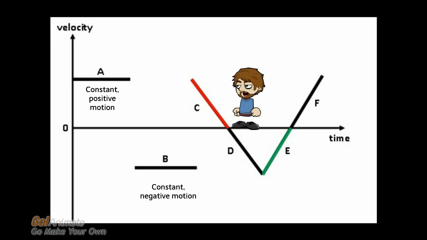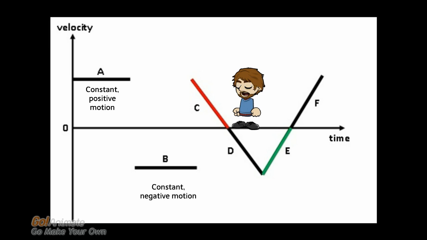Moving on to the next section, what do you think is happening here? Section C, shown in red, is an object that is moving forward. This is because the velocity values are positive. Remember, the shape of this graph does not tell you the direction. In this section, because the graph has a slope, we know the object is accelerating.